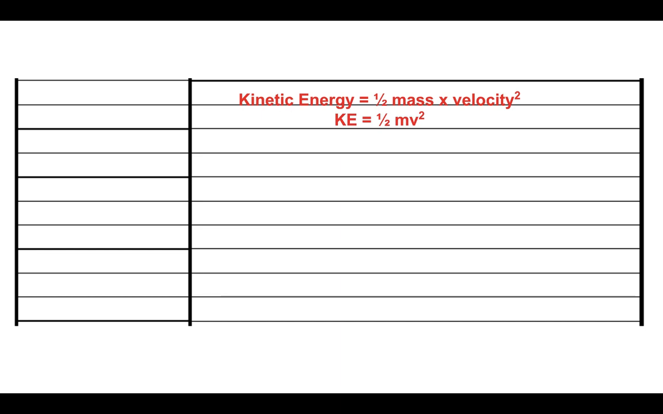Kinetic energy has a formula that goes with it, and you can actually calculate the kinetic energy of an object. Kinetic energy equals half times the mass of the object times the velocity of the object squared. So KE equals half mv squared.